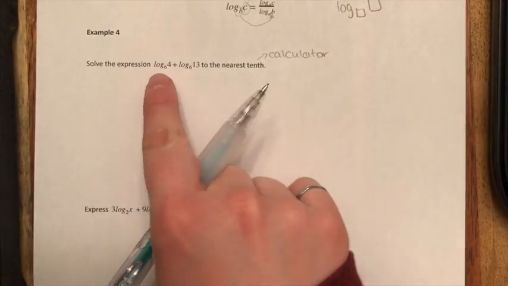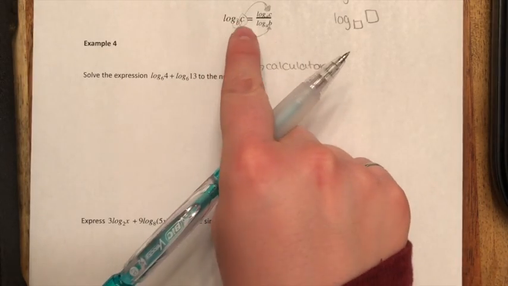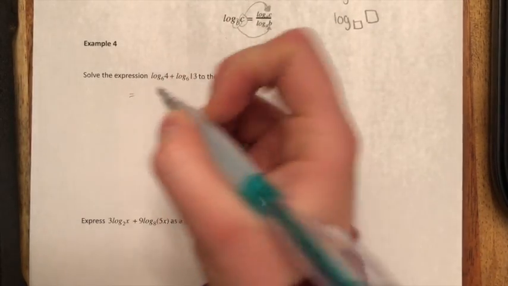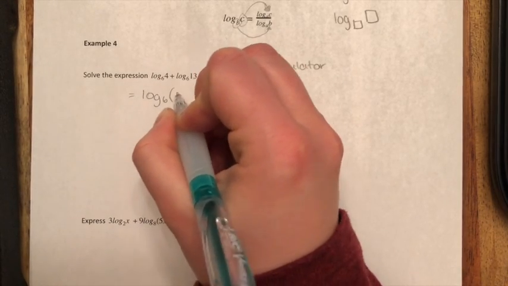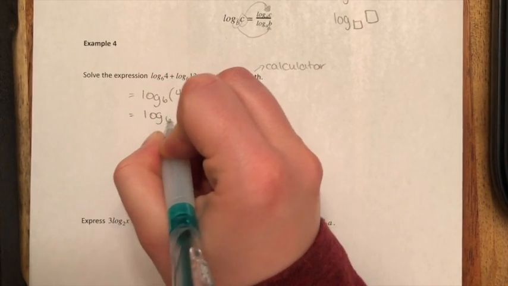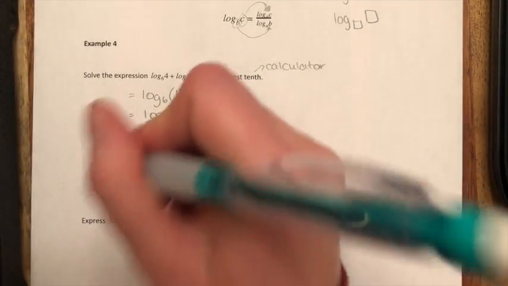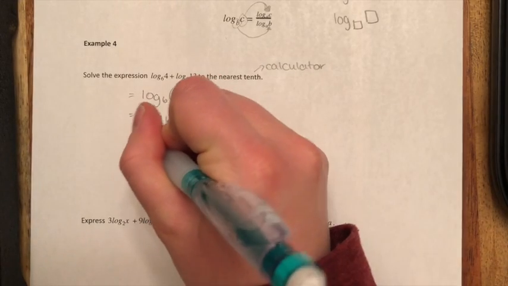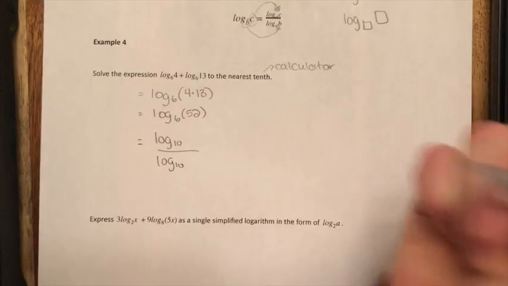So if I want to change this base, the first thing that I need is to get one single log. So I'm still going to have to use my log rules. This is going to be the product rule. So this is going to be log base 6 of 4 times 13, which is 52. Now we're going to do this as log base 10. So I'm going to write this as log base 10 over log base 10.